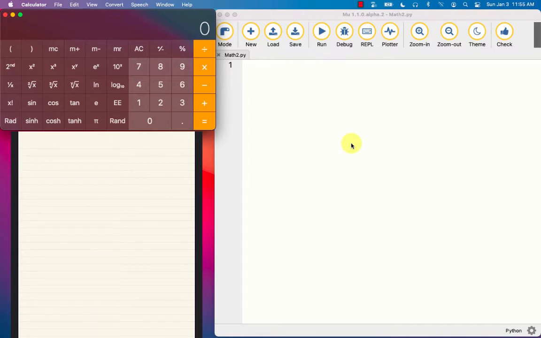Now, this isn't meant to be math, like how to do math. This isn't a math tutorial. This is about the process of creating a Python script for the purpose of automation.